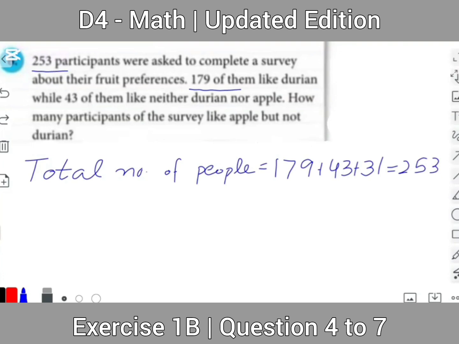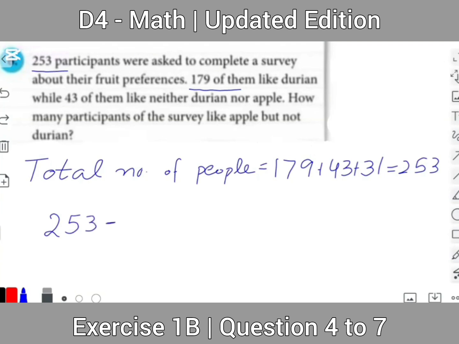Are there other ways to solve the problem? For example, do we really need to do step 3? Step 3 is not necessary to solve the problem. Once we determine that there are 31 people who only like apple, we can find the number of people who like neither of the two fruits by doing this, just like we have done.